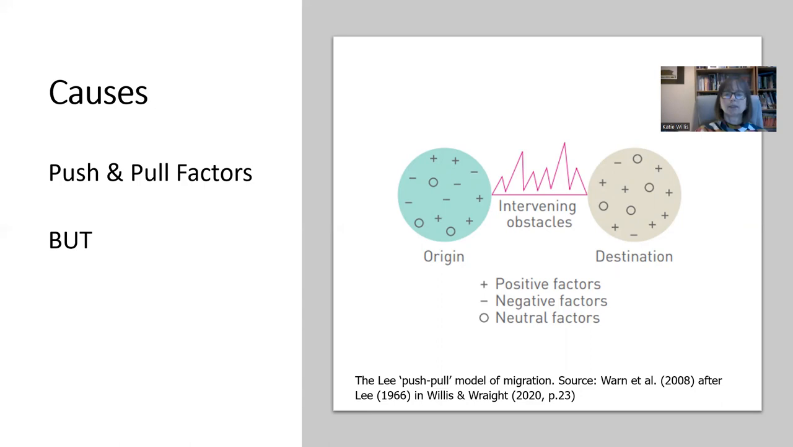But there are obstacles. Those obstacles may be things like money. How much does it cost to migrate? It might be things around social norms. Are there obstacles which mean that certain kinds of people are not seen as being able to migrate? Maybe there are parts of the world where there are expectations that women shouldn't move around compared to men.